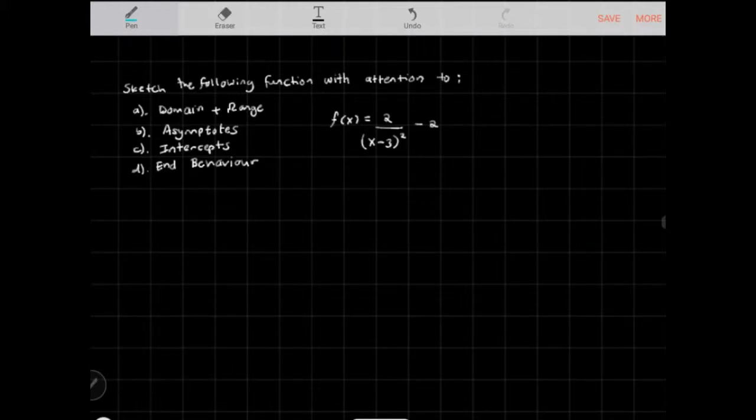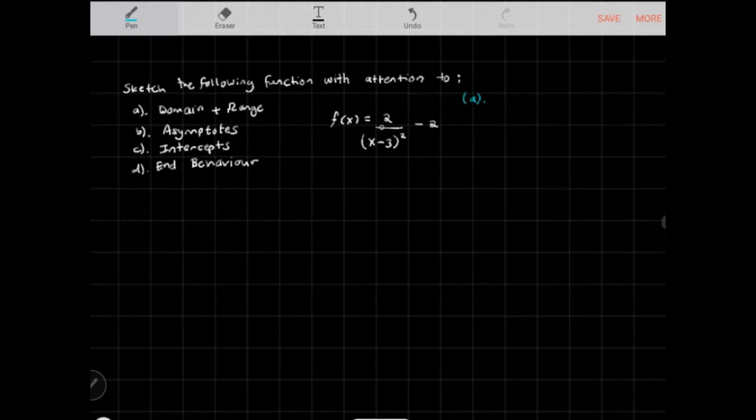Alright, let's take a look at a reciprocal quadratic function. So here we have a reciprocal quadratic function, so you can see that the denominator here has a degree of 2, right? And let's assess some of these characteristics that include domain, range, asymptotes, intercepts, and we'll also take a look at the end behavior.